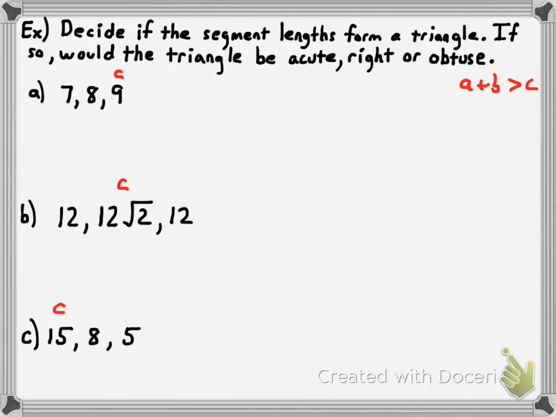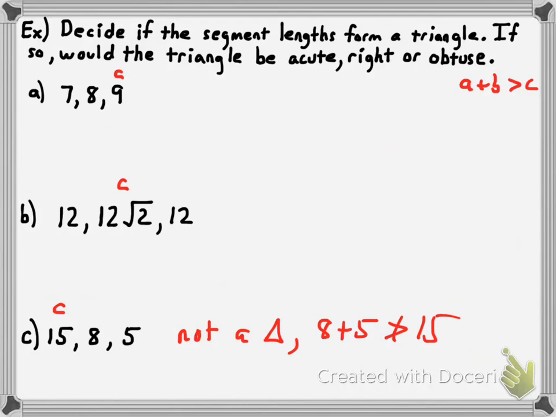Well, here, 7 plus 8 is greater than 9. So that is a triangle. Here, 12 plus 12 is 24, and 24 is greater than 12 square root of 2. That is a triangle. Here, 8 plus 5 is 13. 13 is not greater than 15, is it? So we don't care about whether this is an acute or an obtuse triangle or a right triangle, because it's not a triangle at all, since 8 plus 5 is not greater than 15.